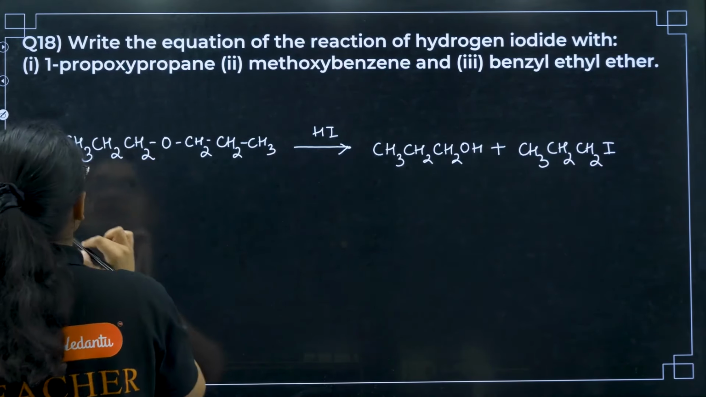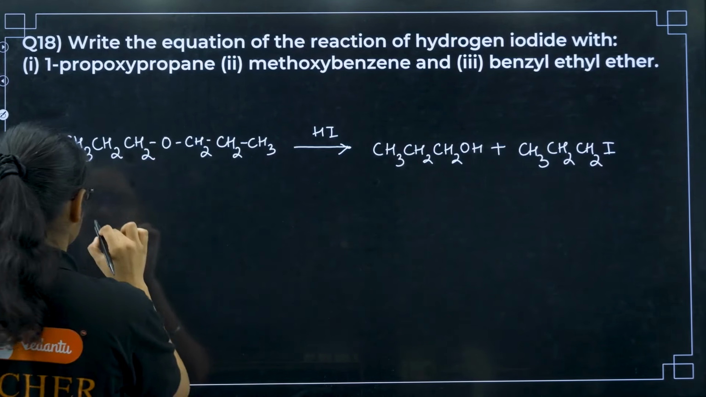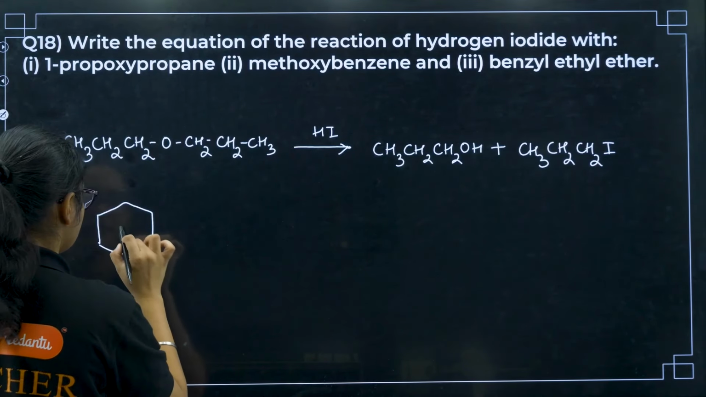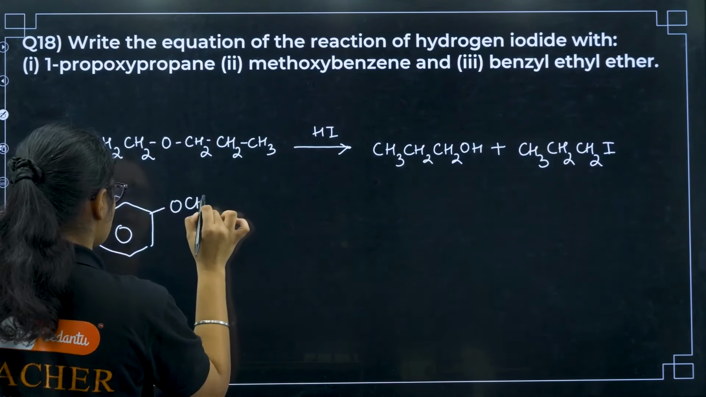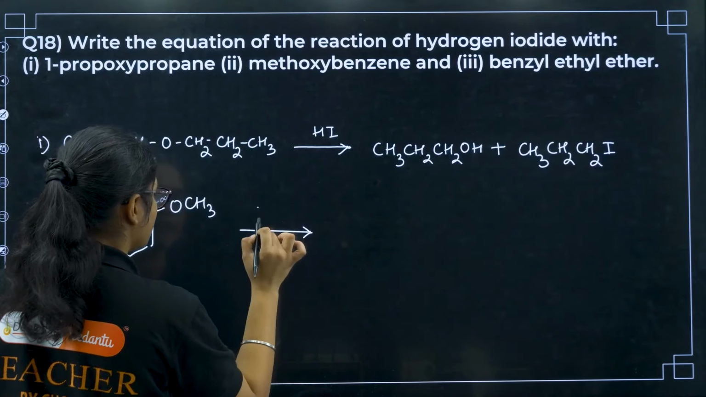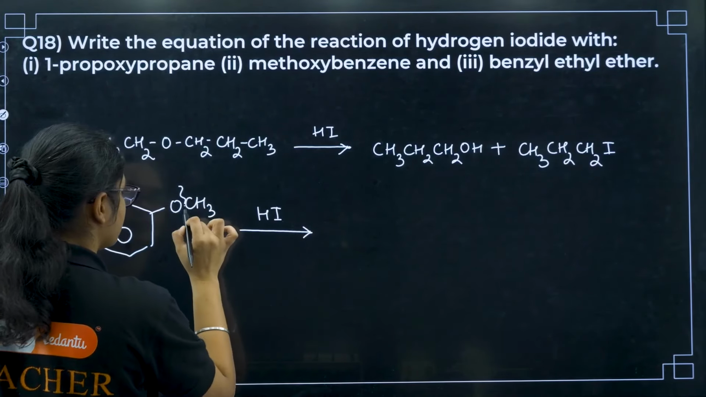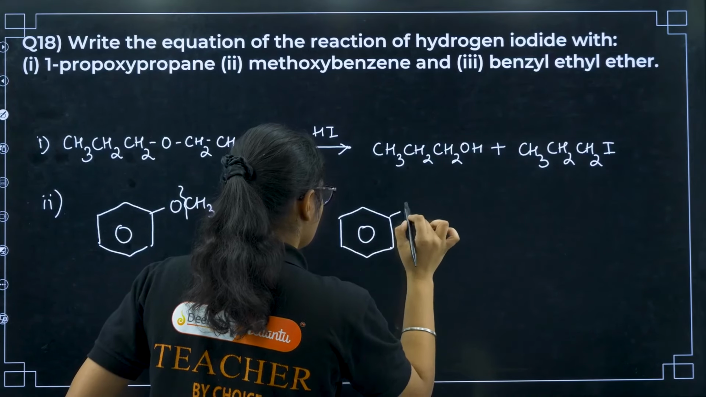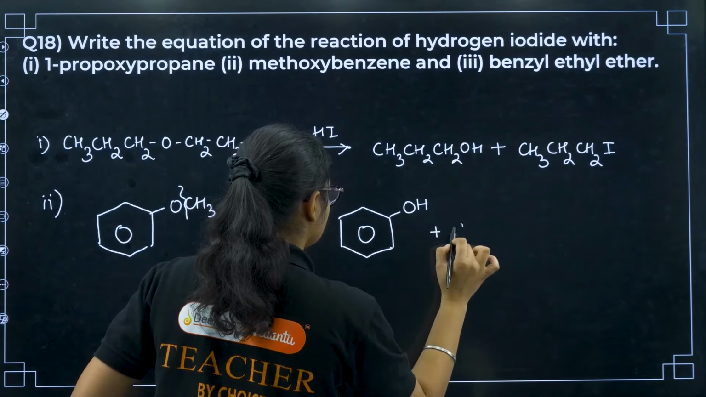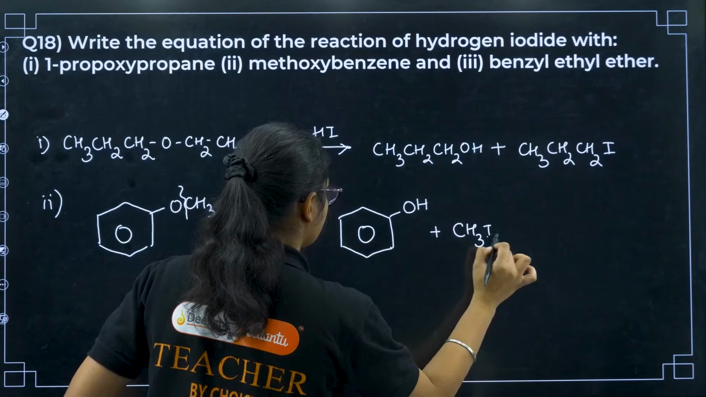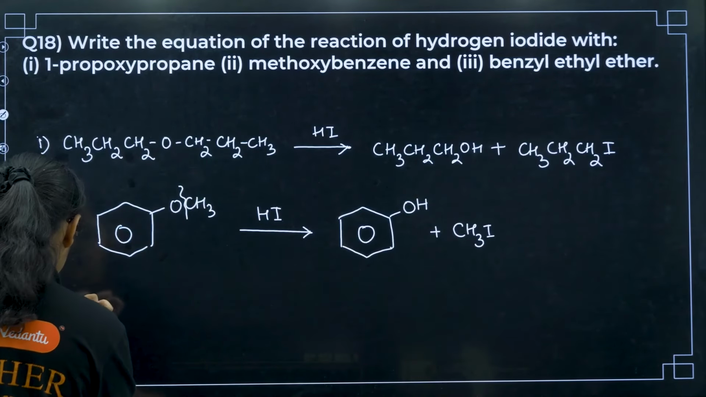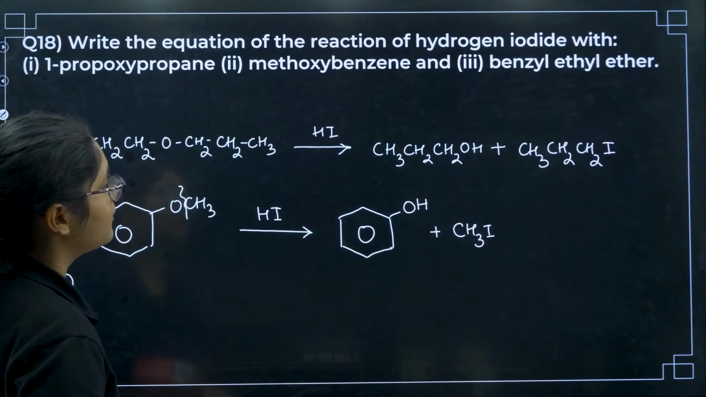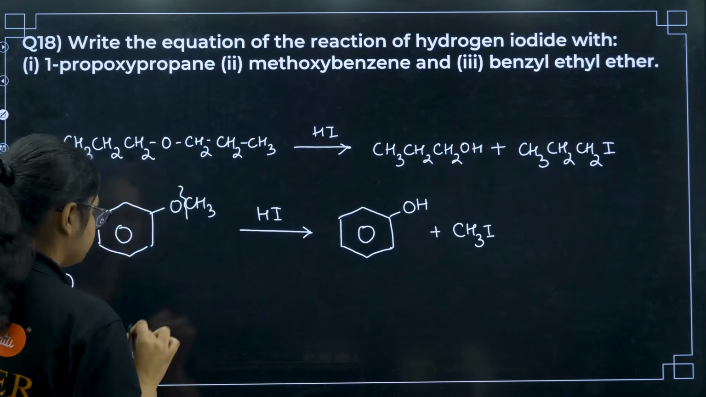Second one here is methoxybenzene. You have it like this. Whenever there is a benzene group, I told you phenol is the major product here. So I will get OH here and I will get CH3I.